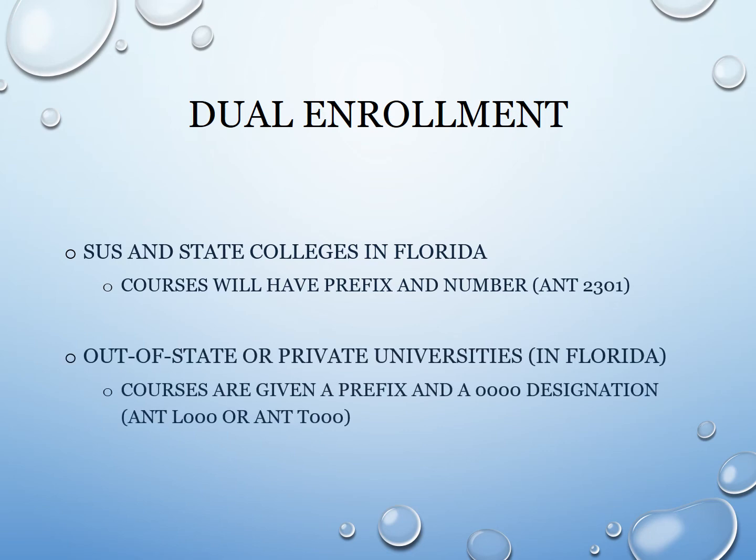And then, of course, we have all of our other courses, which are out-of-state or private universities in Florida. Those are courses that are going to be given a prefix and an L000 or a T000 number, along with a prefix similar to our own. That's because they don't have a specific course equivalency here at UF automatically. They're going to come in as just elective credit until we can determine how they might specifically apply to any sort of degree, because it's not automatically done by the state of Florida as it is for the SUS and state colleges.